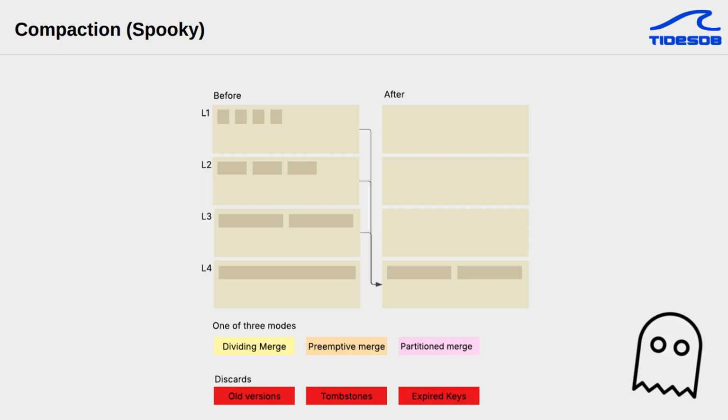We have preemptive merge, which is a smaller merge between two adjacent levels when one level fills up earlier than expected. And then we have partition merge, which is essentially a cleanup pass that runs if the dividing level is still full after the main merge. These merge operations are done through a min heap that pops the smallest key across all the SSTable sources and keeps only the newest version of the key.